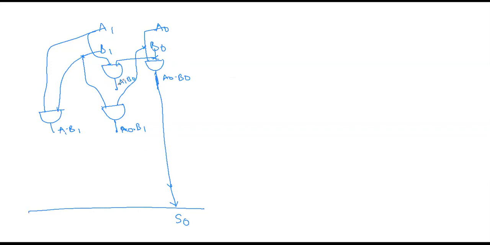Next, you need to add these two bits through a half adder. What is the half adder diagram? It has two inputs A, B, and outputs sum and carry. So draw the half adder. Inputs are A, B, outputs are sum and carry. So apply A1 B0 and A0 B1. This is one half adder. Now it will produce one sum. Sum is S1.